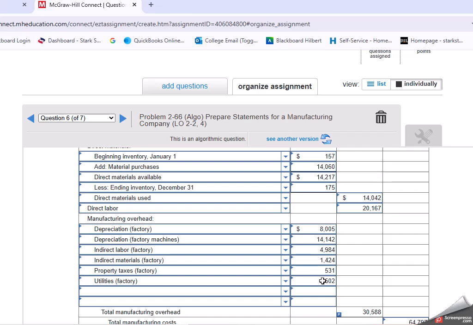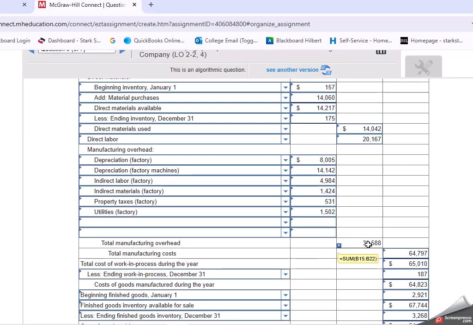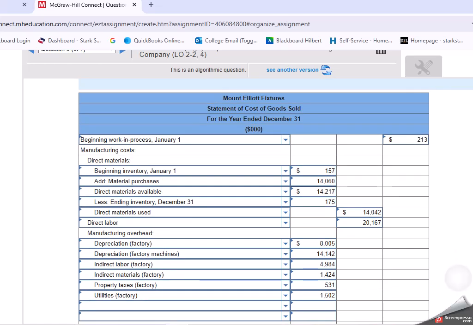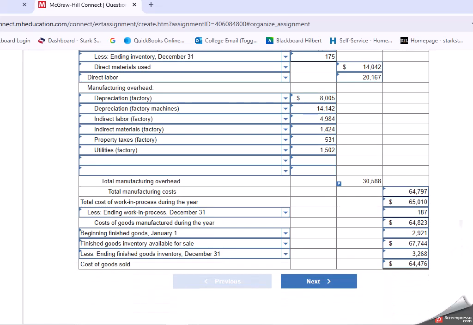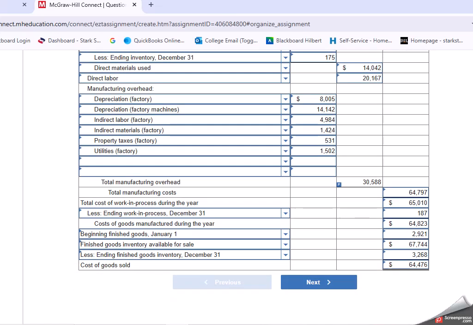So then we total those up, and that is our total manufacturing overhead. So our direct materials plus our direct labor plus that manufacturing overhead gives us our total manufacturing costs. We add that to the beginning balance of the work in process to get to our total work in process at the end of the year. And then we subtract our ending work in process, what's still in our warehouse or on our floor or whatever. And that gives us our cost of goods manufactured, which then adds into our finished goods inventory.